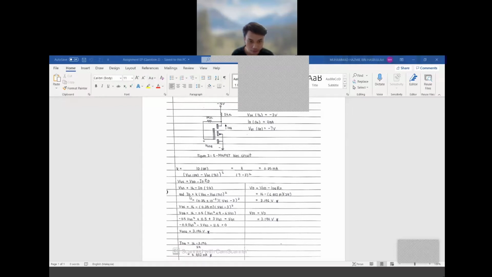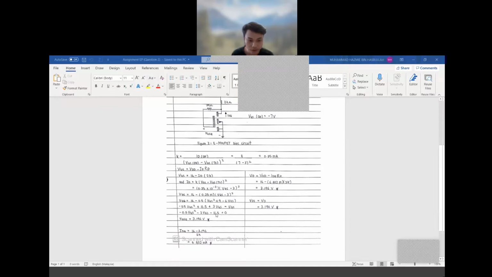After we find the value of ID, we put it into the formula for VGS. So VGS equals 16 minus 0.25 milli multiplied by VGS minus 3, to the power of 2. After that, we can get the value for VGSQ equal to 3.196 volt.